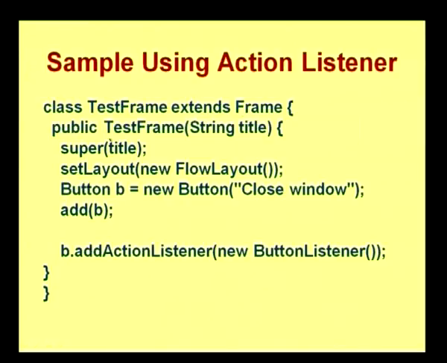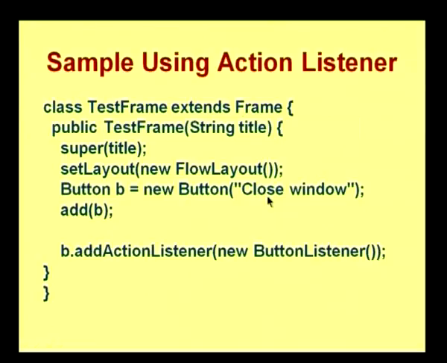So, public button test frame. This is the constructor, and here I am calling the base class constructor. I am setting the layout to be the flow layout and then I have a button in that. In that button I have created a button with the instruction, that is the action command.